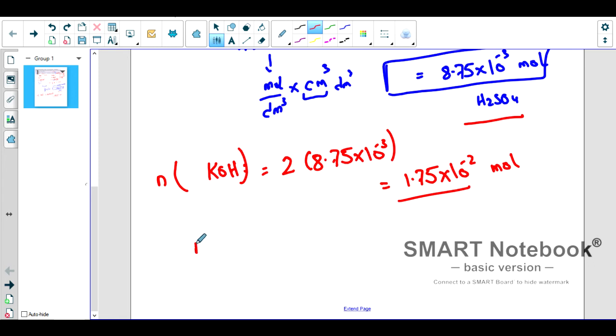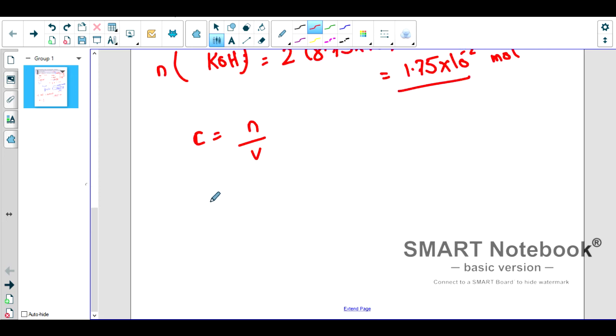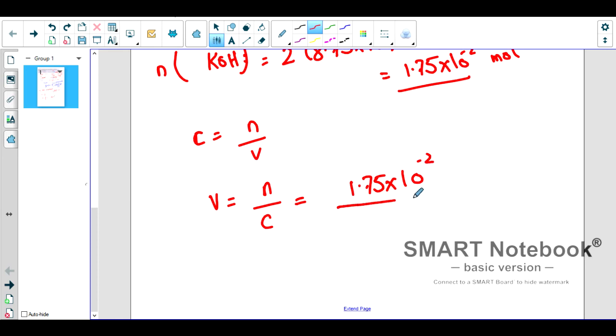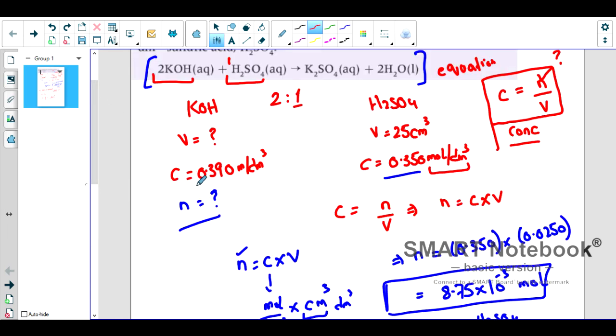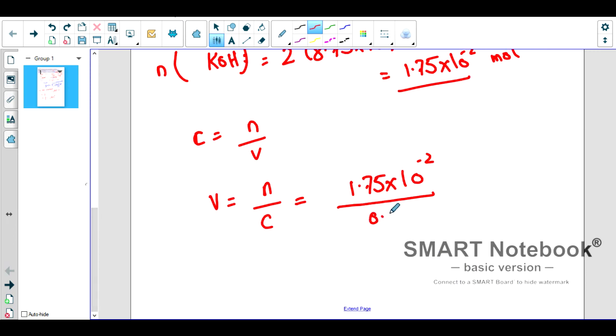Now you have the moles. You can use again the concentration formula, N over V. You want to find the volume, so volume will be N over C. So it will be 1.75 into 10 raised to power minus 2 over the concentration which is given to us, which is 0.390, and you will get approximately 0.0449 dm cube.